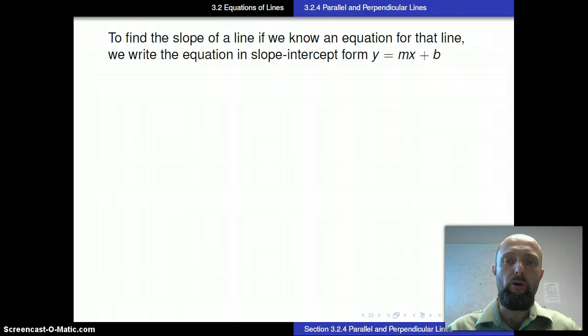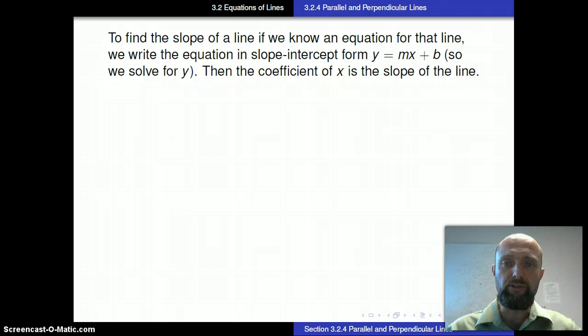To find the slope of a line, if we know an equation for that line, we write the equation in slope-intercept form, y equals mx plus b. So we have to solve for y. Then the coefficient of x is the slope of the line.